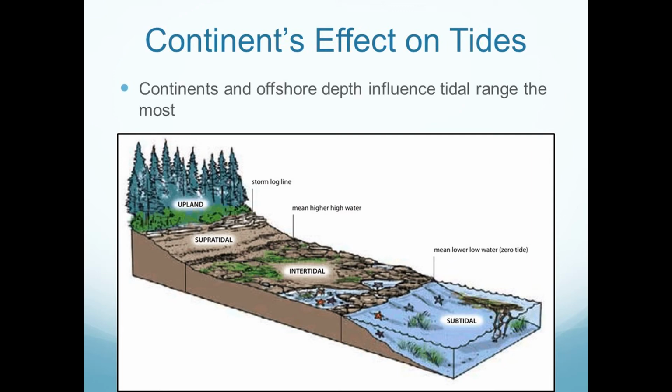Your intertidal region is the area in which it can be submerged part of the time, but depending on what the high tide is doing, it will either be submerged or exposed. And so that mean higher high water is basically the point at which you have your highest high tide. And then at that highest high tide, that entire region will be covered. Supratidal is only covered when you have really extreme tidal events, and it should be exposed most of the time.